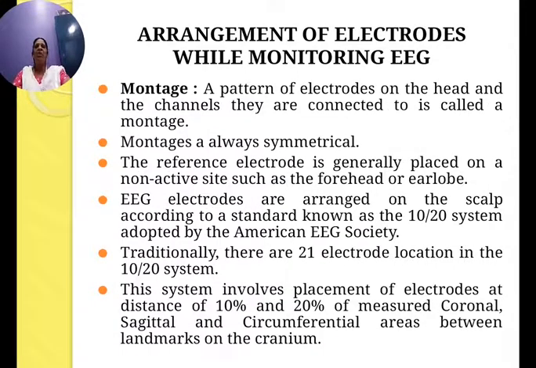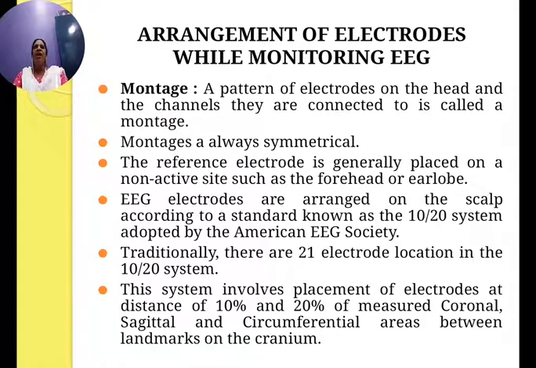Then the arrangement of electrodes while monitoring EEG. Montage is a pattern of arrangement of these electrodes on the scalp or the head, and the channels they are connected to. Montage is always symmetrical, that is, it is the same towards the left and the right side of the scalp. The reference electrode is generally placed on a non-active site such as near the forehead or the earlobe.